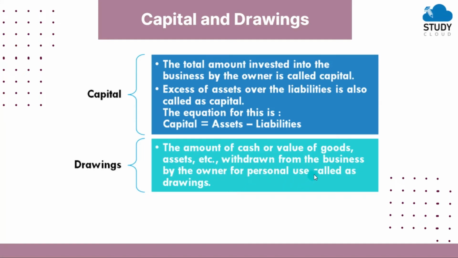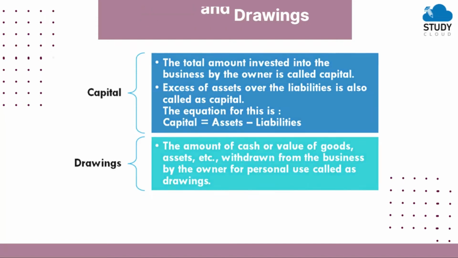So "personal use" is an important phrase. When you withdraw any amount or assets from a business for personal use, that is drawings. For example, if you have withdrawn rupees 5,000 to pay tuition fees of your son or daughter, that is drawings. But if you have withdrawn rupees 5,000 from your business to pay salary to your staff, that is not drawings, that is expenses for the business. So personal use is important.